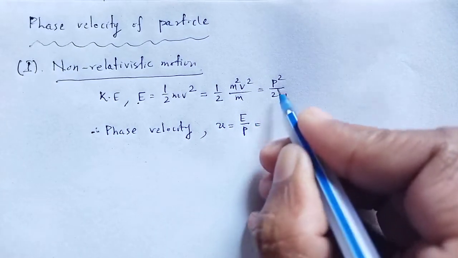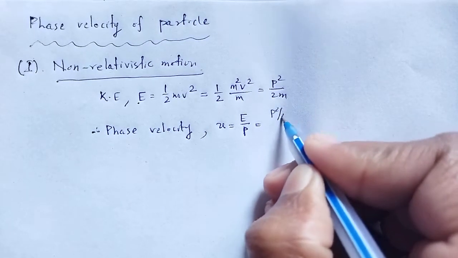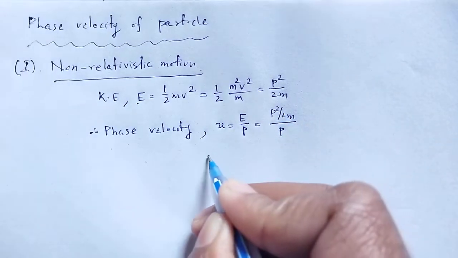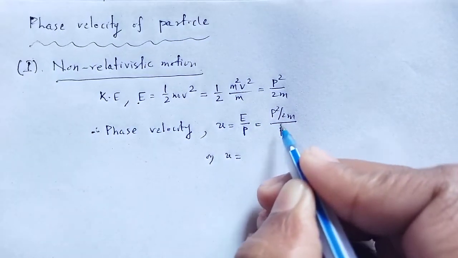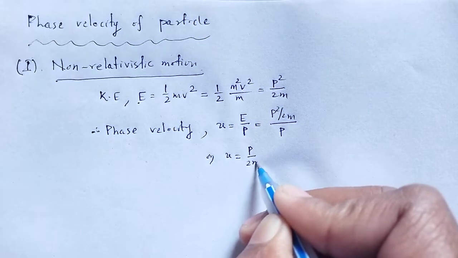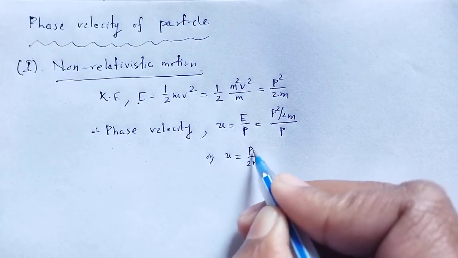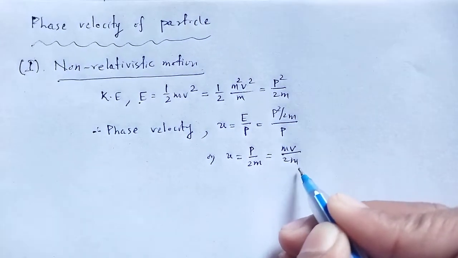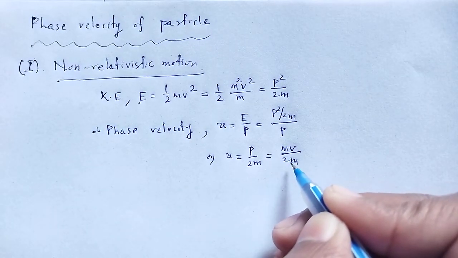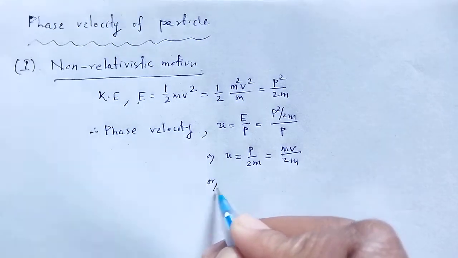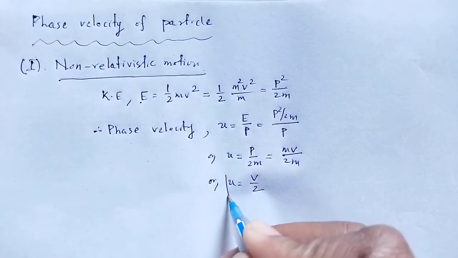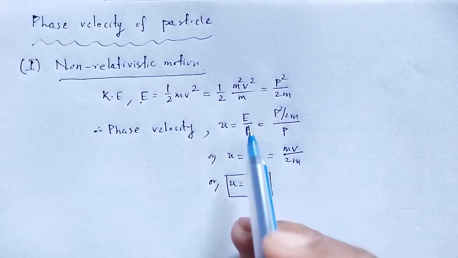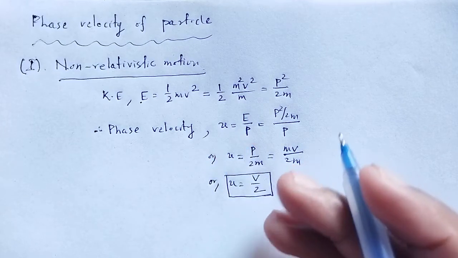The value of E is p squared by 2m, divided by p, or u is equal to p by 2m. Here p is mass into velocity, the momentum, divided by 2m. The m cancels out, that is v by 2, or u is equal to v by 2. That is the phase velocity of a material particle in non-relativistic motion.